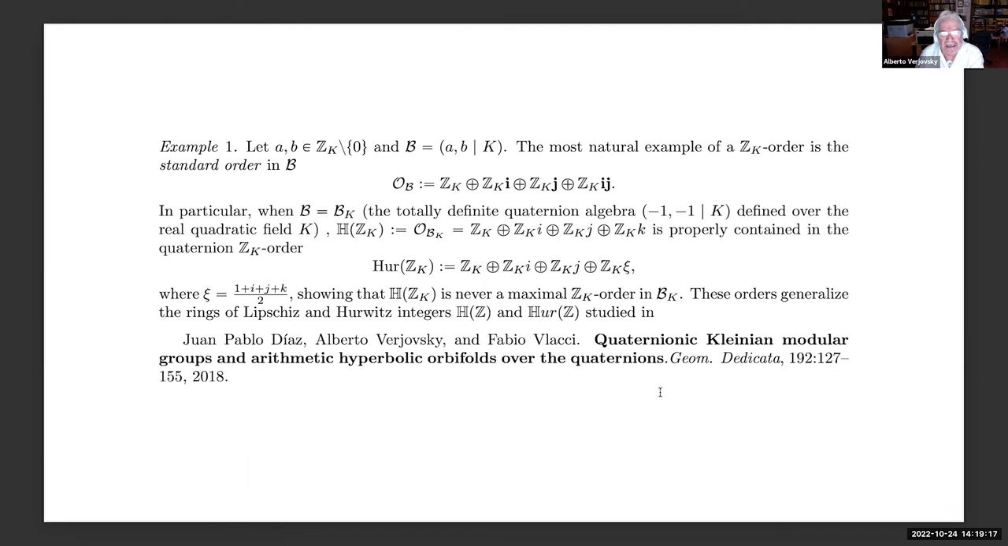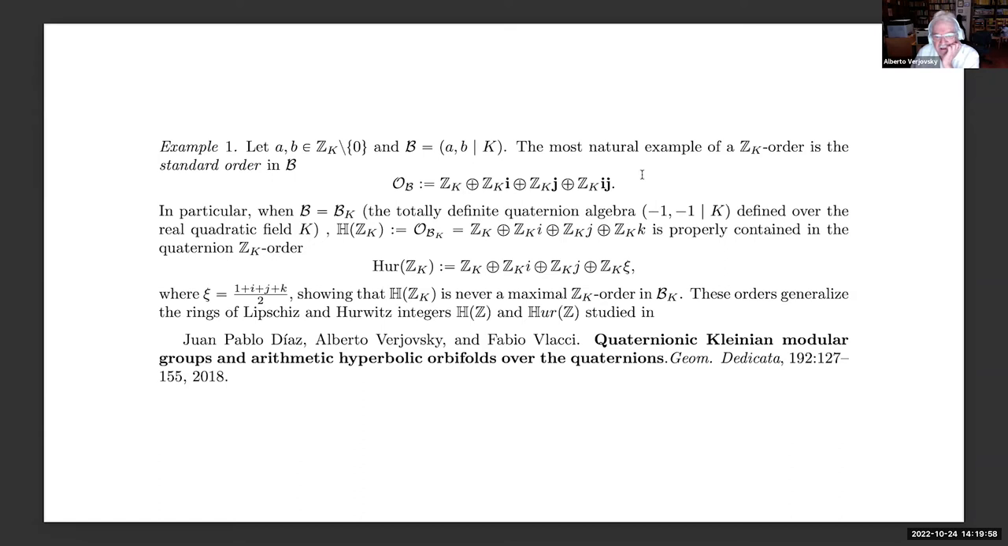Here's an example, and this is actually the most natural example of an order. You take a field K, which we might think of as a real quadratic field, and a and b being non-zero elements in the ring of integers of K. And then the most natural thing to do is to take all combinations like that, with coefficients in the ring of integers of K.